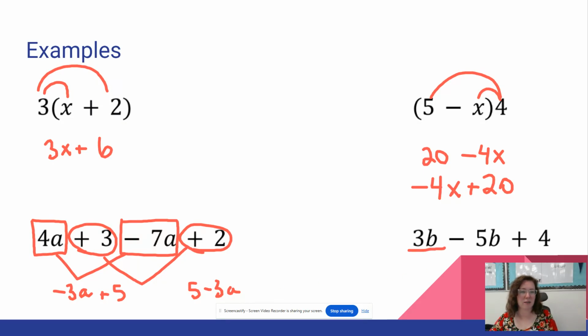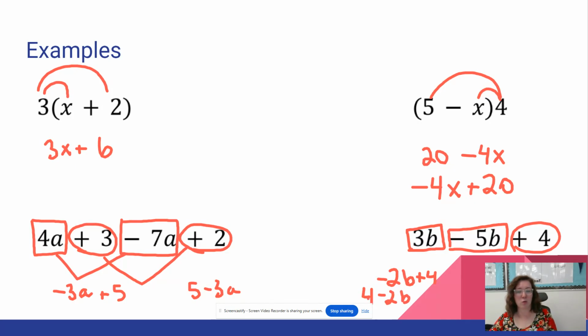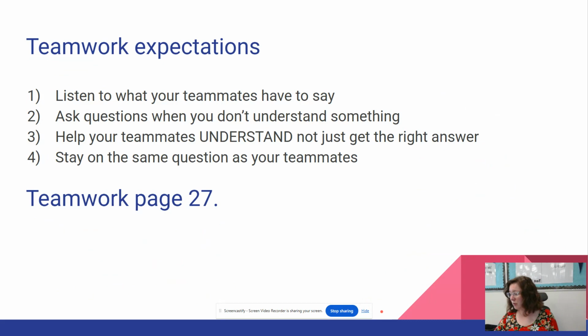All right, 3b minus 5b, that's a negative 2b. And then this plus 4 has nothing to combine with, so we just write plus 4 at the end. Or again, we could have switched it. It could be 4 minus 2b because the 4 is still positive and the 2 is still negative. Then you would do page 26 with your team. Okay? If you want to look at how to solve those, then just go onto Canvas and look at the notebook.